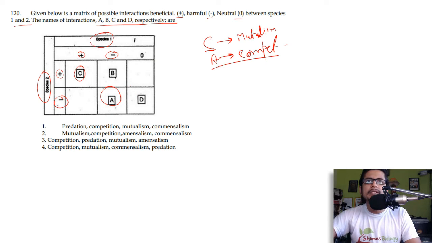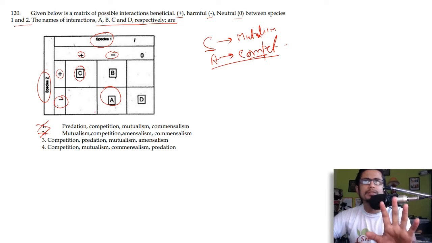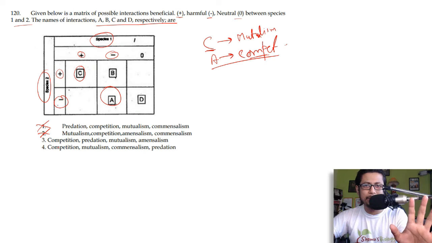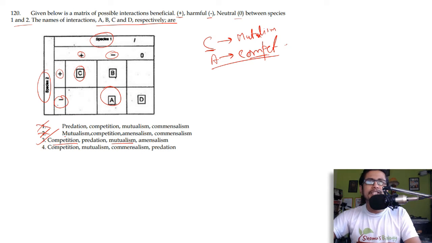Then let's look at A. Minus, minus, both have a chance to be harmed, that is competition. Now stop there, because you don't need to go through everything, as the options can guide us to solve. A is competition, so options 1 and 2 are wrong. A is competition and C is mutualism. The only option where A is competition and C is mutualism is option 3. So the third option is correct.